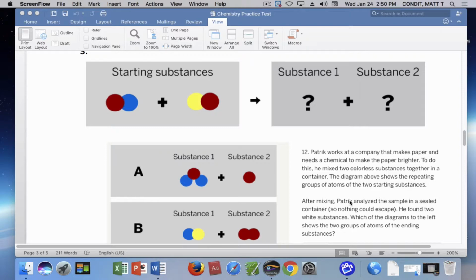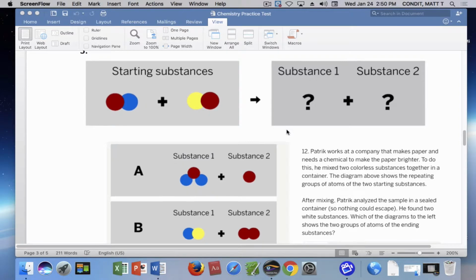Now there's a couple of really important things here. One, he got a change in color, which means these substances can't be the same as these. We've got a chemical change, so those need to rearrange. The other important thing is it's a sealed container. So in the sealed container, no atoms are going to get created or destroyed. That tells us that we have to not only have these over here, but we have to have the same number as those over there.